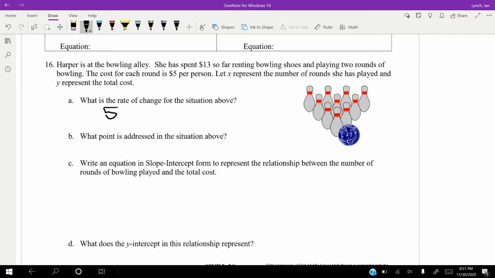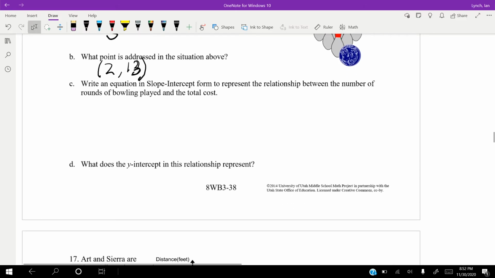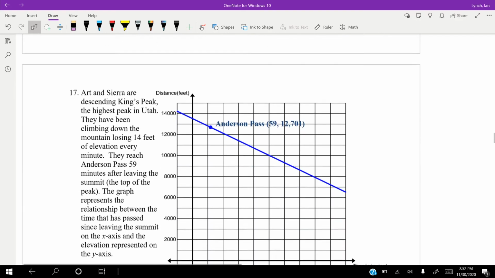And what point is addressed in the situation? Well, she's played 2 rounds, so our X value is 2, and it's cost $13 so far. So the point is (2, 13). All right, you guys are going to solve this one.